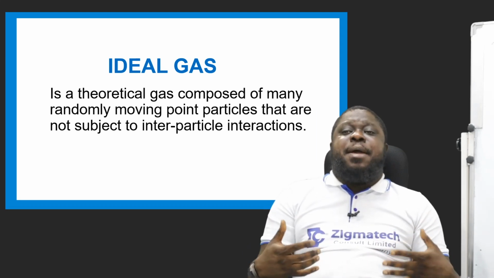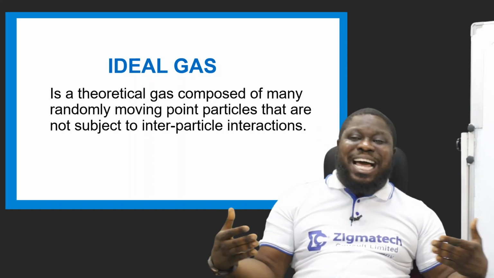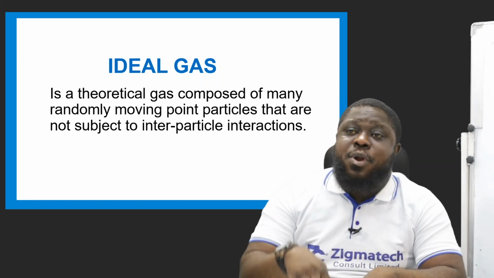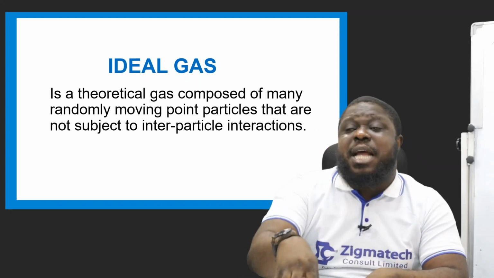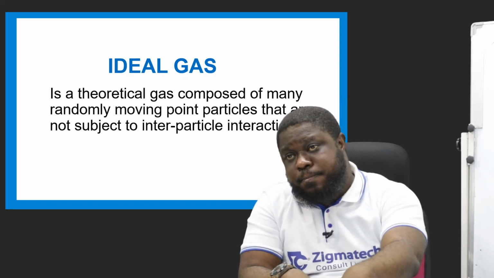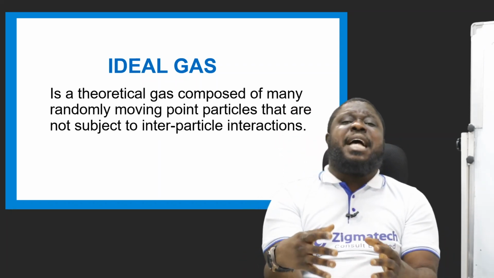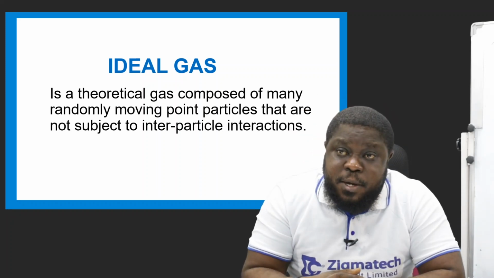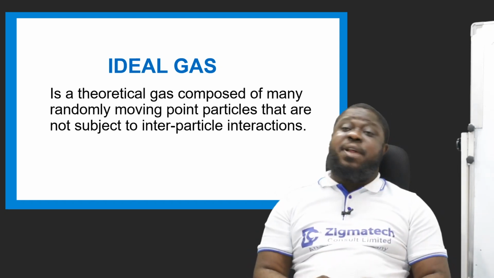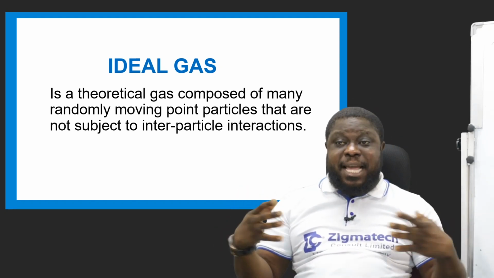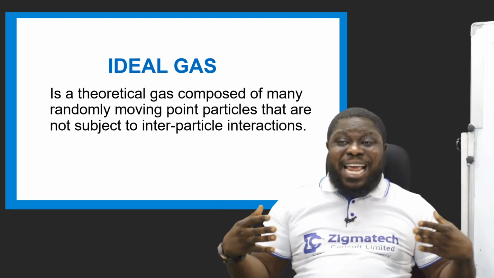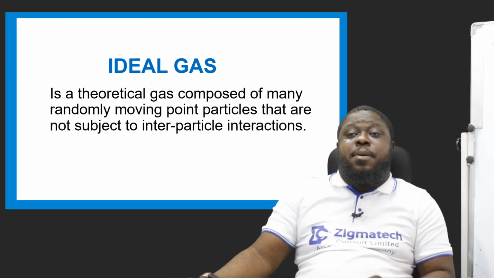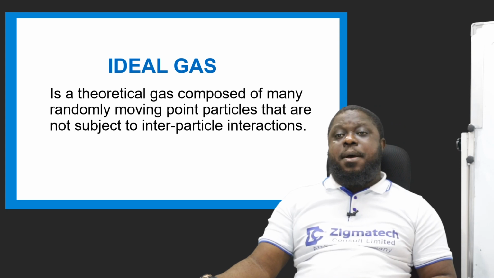They are not subject to interaction, they move anyhow. They do not interact with others. In essence, the hydrogen gas particle will not interact with the oxygen gas particle. The oxygen gas particle will not interact with the sulfur gas particle. Do you understand? So gases that do not interact with other gas particles are called ideal gases. They move randomly, but they do not collide with other gas particles. If it's hydrogen, hydrogen will collide with its own hydrogen particles, oxygen will collide with its own oxygen particles.